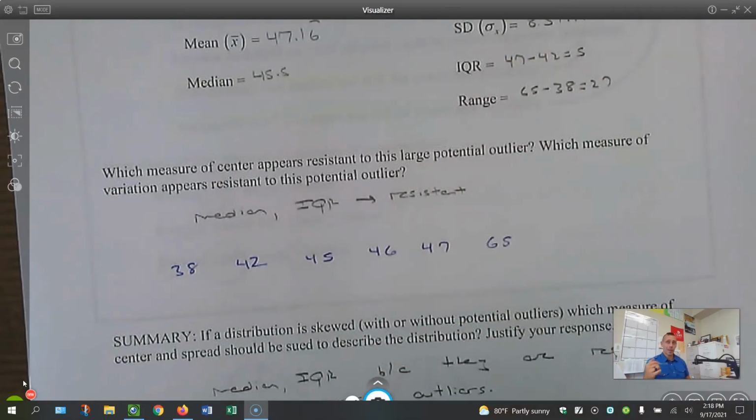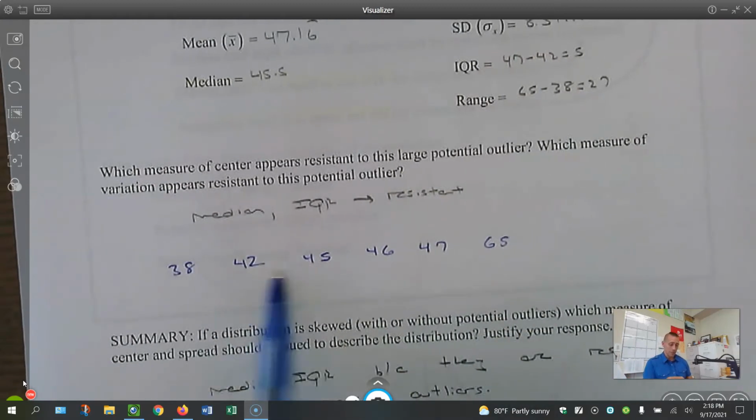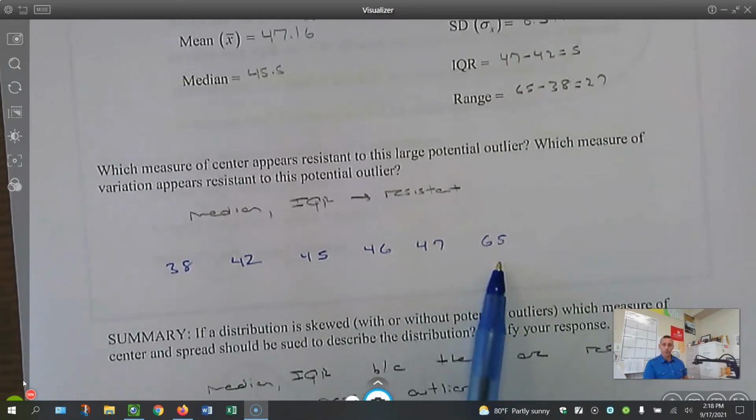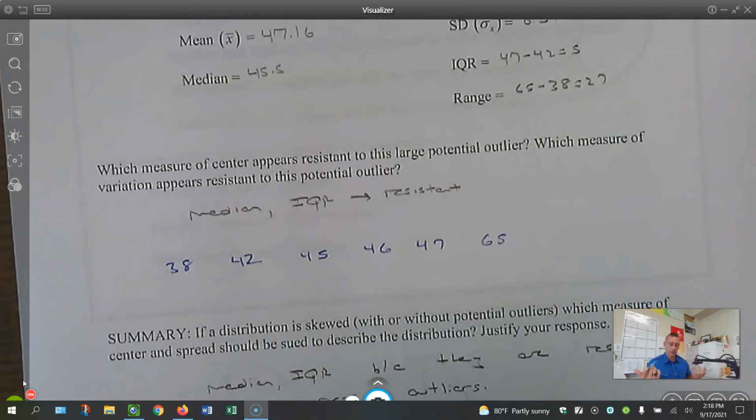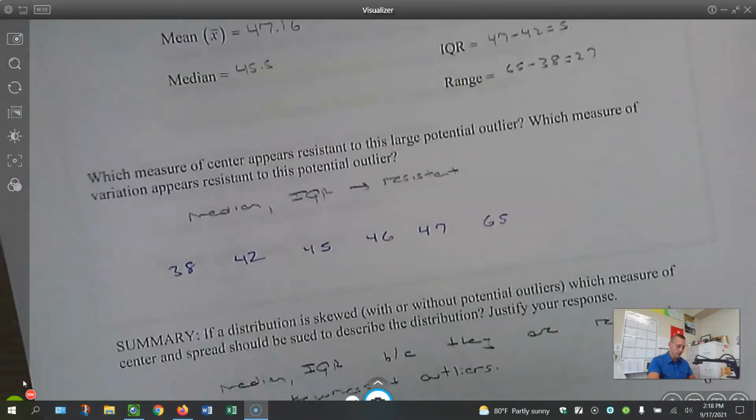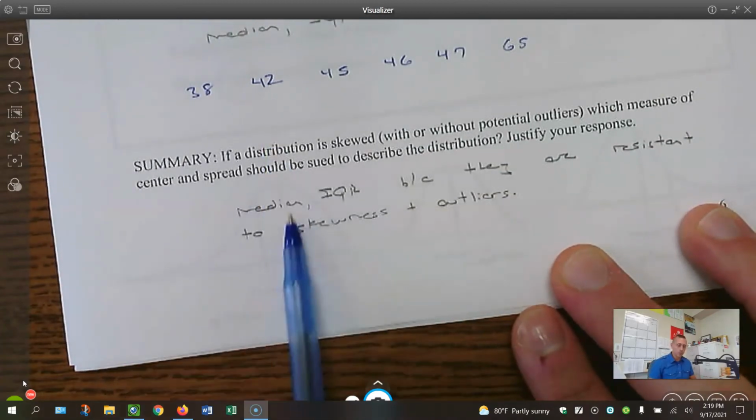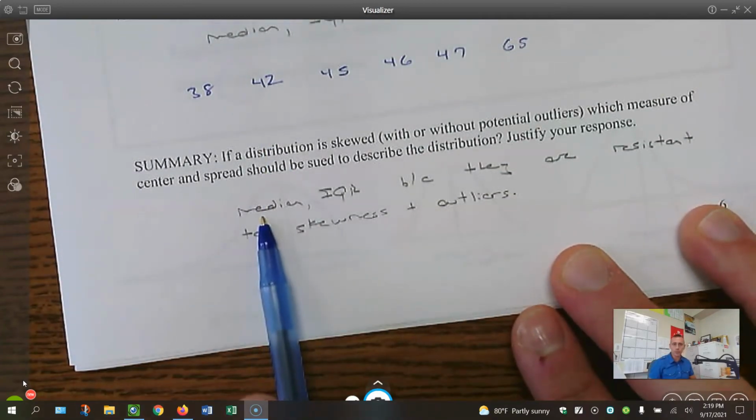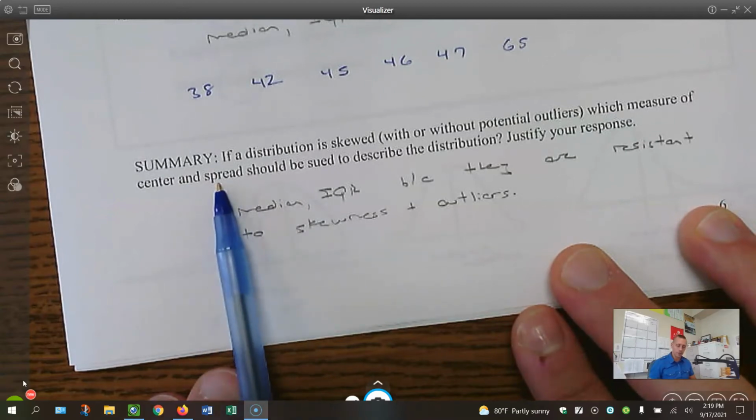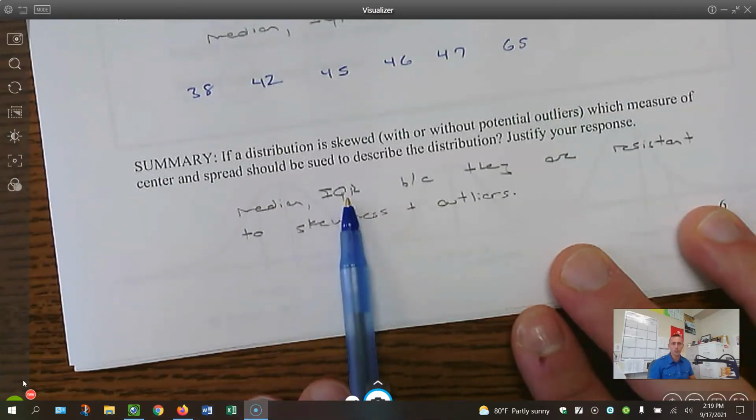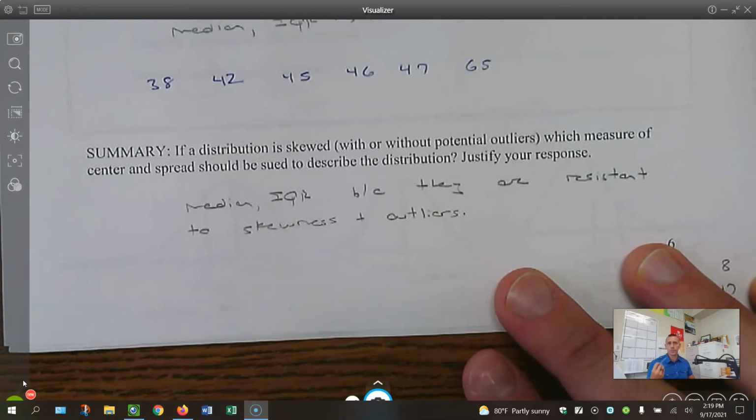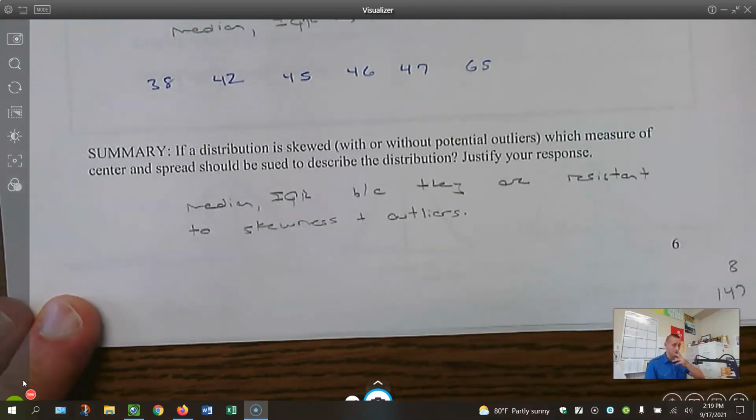Standard deviation, remember, is the average distance from the mean, and it needs every data point. So if we throw in a potential outlier or an outlier, it's going to be affected by that. So to summarize, if you have a skewed distribution, you're going to be using median for the measure of center. And for spread or variability, you're going to be using the interquartile range because they're resistant to skewness and outliers. You don't have to have outliers if there's any skew.